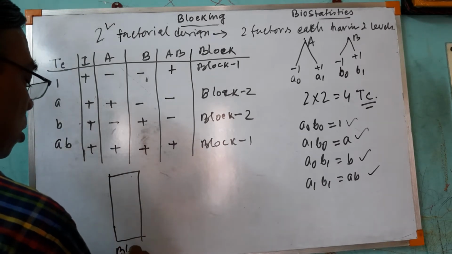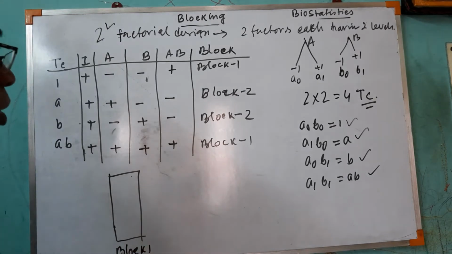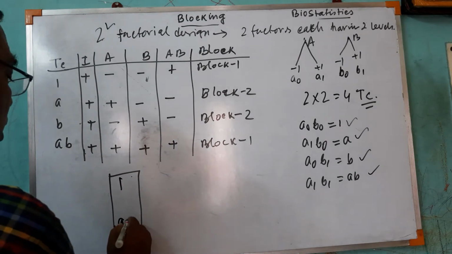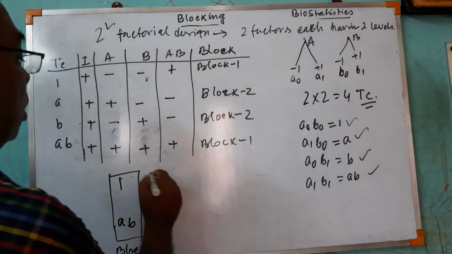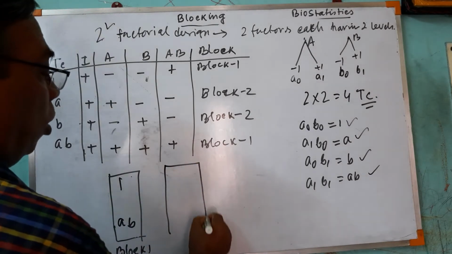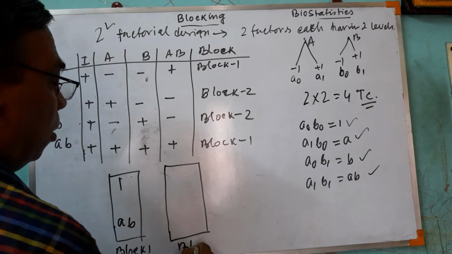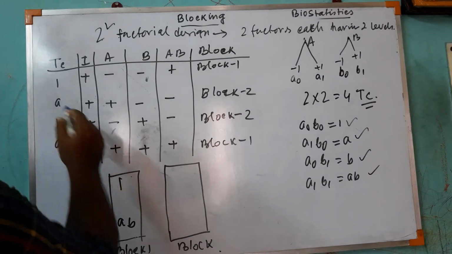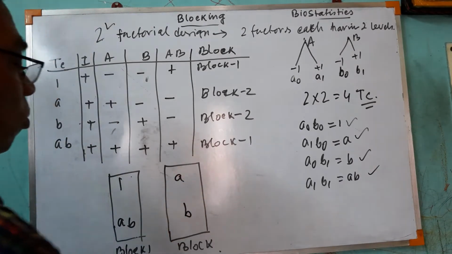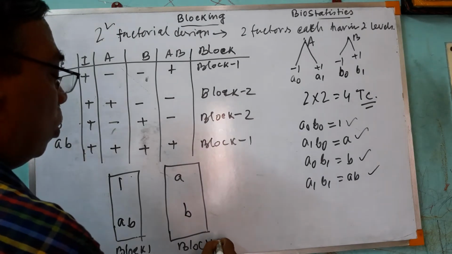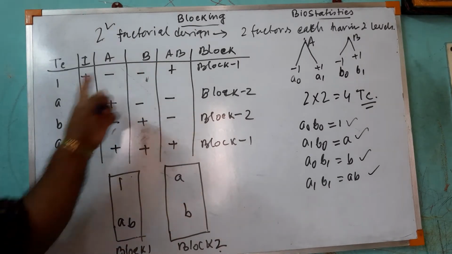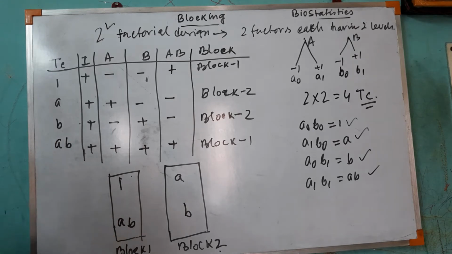Block 1, which elements? That means treatment combinations A and AB. A and AB are in block 1, and block 2, which elements? A and B. A and B are in block 2, and block 1 is 1 and AB. By this you can assign the treatment combinations. These are the treatment combinations in 2 blocks, block 1 and block 2.